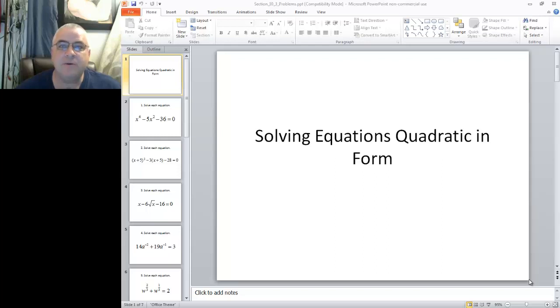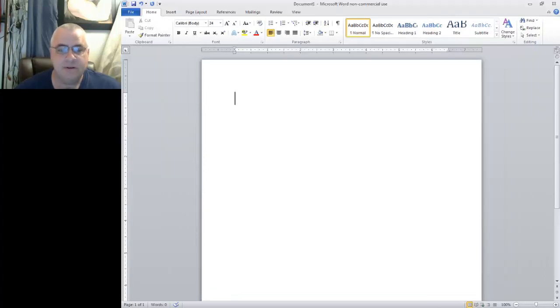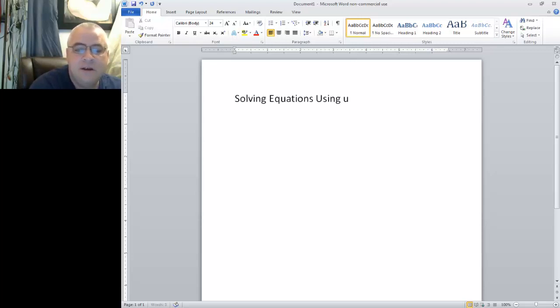Let's take a look at solving equations quadratic in form. This is also called the U-substitution. So, solving equations using the U-substitution. Now, step one, let the middle part be equal to U, and the first part be equal to U squared.